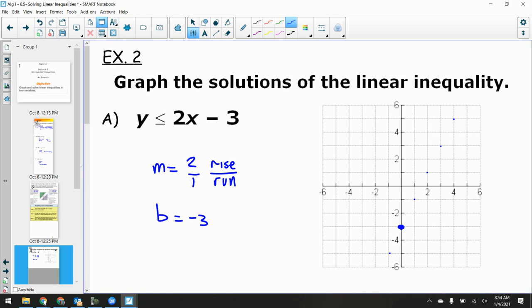Now, here is the point where I would fill in the dots. I now have to ask myself, do I connect the dots? Is this line dotted or is this line solid? Which one is it? Solid. The "or equal to" underneath, right? This portion here means that that's a solid line.